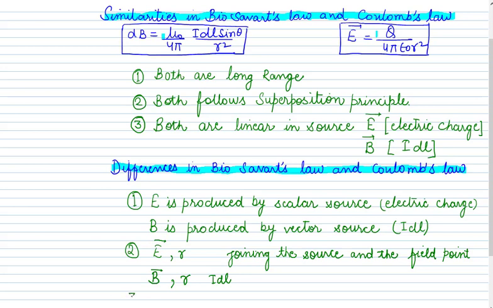Third difference between these two fields is that the electric field, that is the electrostatic field, does not depend on any angle theta, whereas our magnetic field B depends on angle theta, because we have I dl cross r from the Biot-Savart's law, and that dl cross r, that cross product always gives us a sine theta. So due to this cross product dependence, there is a theta dependence of the magnetic field, but the electric field does not depend on angle theta.